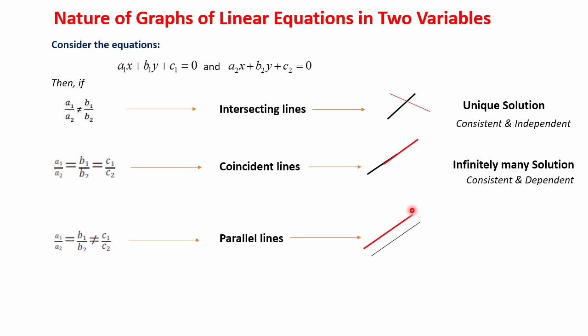And since they are not meeting anywhere, and only if they meet somewhere will we get a solution. If they are not meeting anywhere, we can say that there is no solution. For getting a solution, the lines should meet at one point or many points. But here they are not meeting anywhere because they are parallel. So we can say that the system will have no solution. No solution means inconsistent, we can say.